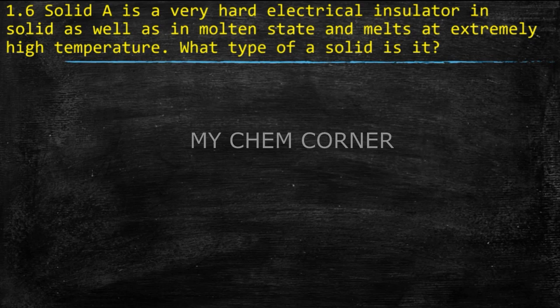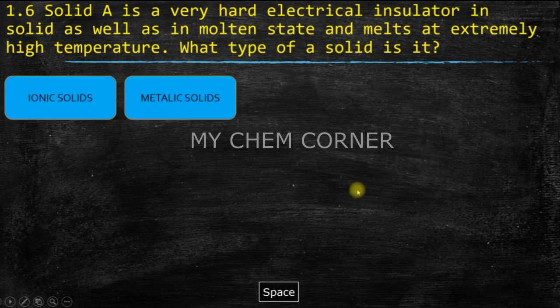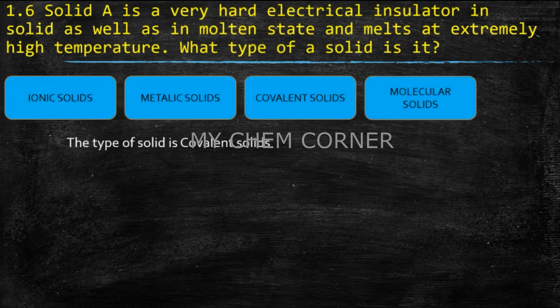So the only option that you are left with is covalent solid. For this type of question, the type of solid is a covalent solid. So out of these four, the answer is covalent solid. We need to understand the properties. Only then will you be able to tell what type of solid it is for such questions.